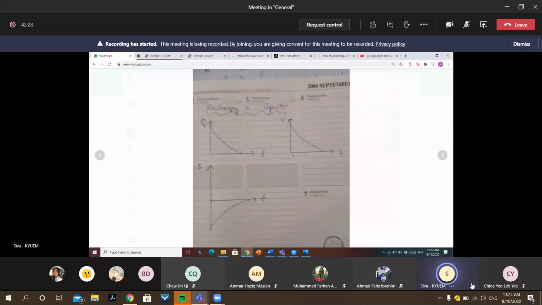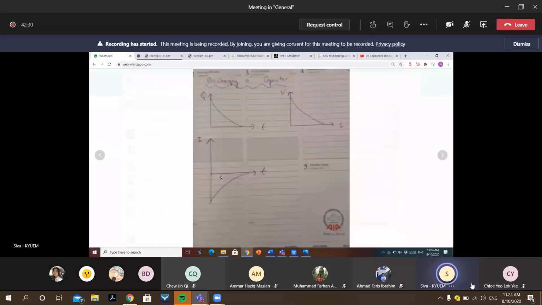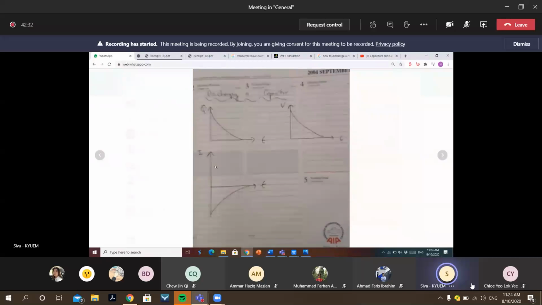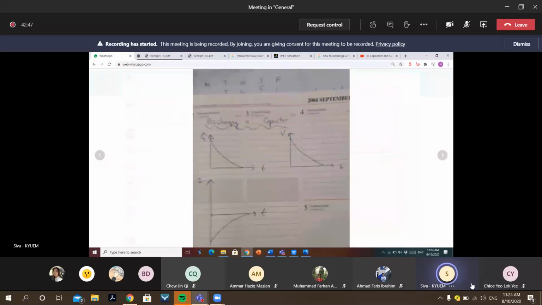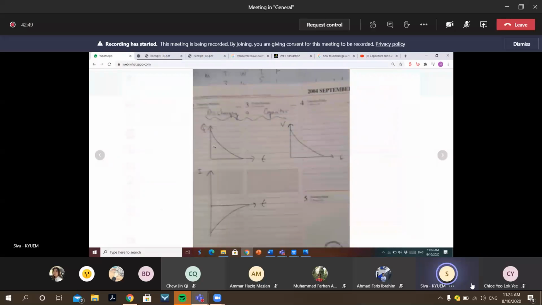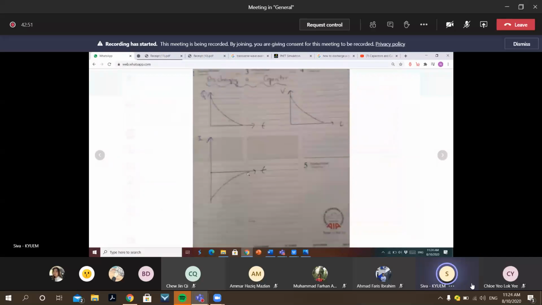And the current you must draw here. Why am I drawing the current here, not in the positive region? Because now the current is flowing in the opposite direction. Earlier the electrons were going into the plate, now the electrons are going out of the plate. So you still start with a very high value for current, because look at the gradient. The gradient is large, but negative, so I draw here. So you have 6 graphs now.